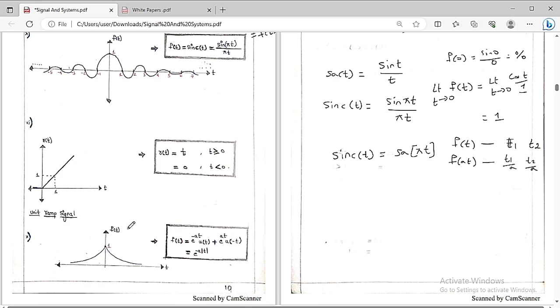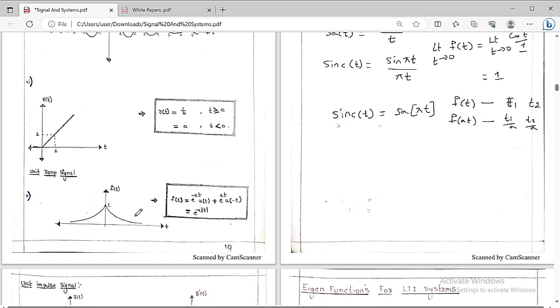Now let's go for the other signal. So this is a signal. If you see clearly, this is nothing but e to the power of t. So this is nothing but only this waveform.